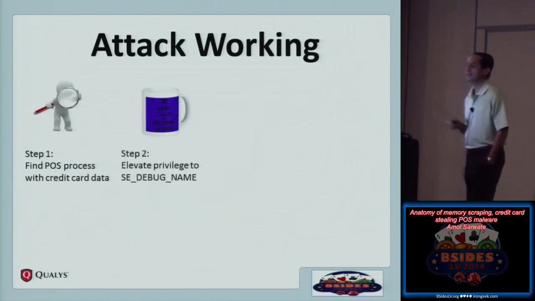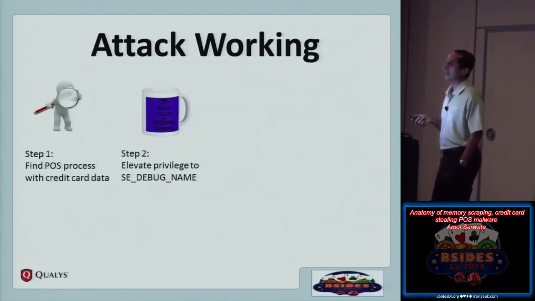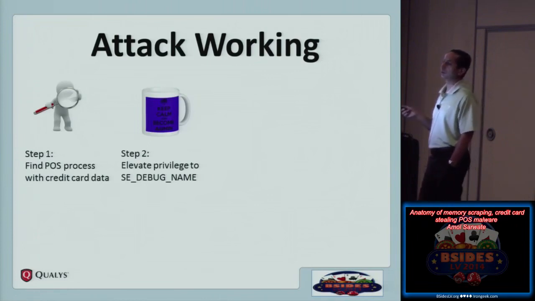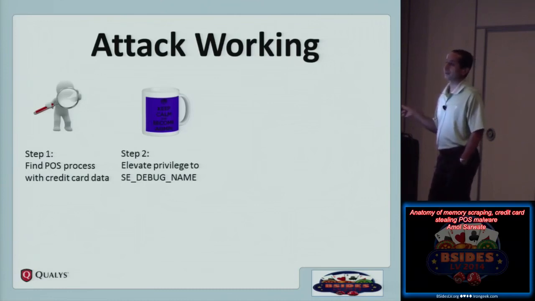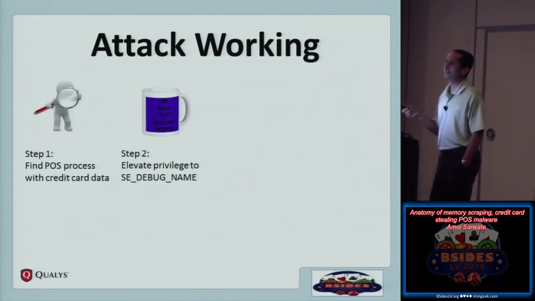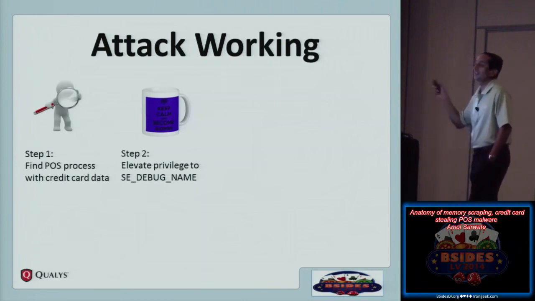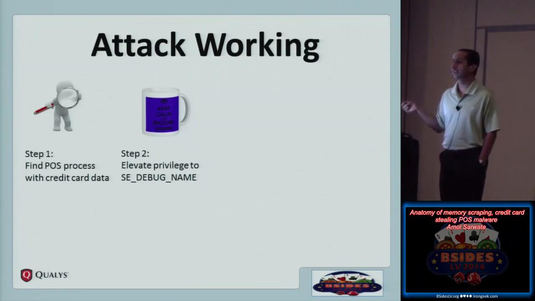The second step that it does is it elevates its own privileges. Now there is a special privilege called SeDebugName, and if you are able to elevate your process's privilege to that, then pretty much you can attack other processes, attach to other processes, and do a whole lot of other things. So most Windows machines are run with administrative credentials. I have yet to meet a person who says that they really don't use admin accounts. But this is what the POS malware does: if it's able to elevate its own privileges to SeDebugName, then it can basically attack and attach to other processes.